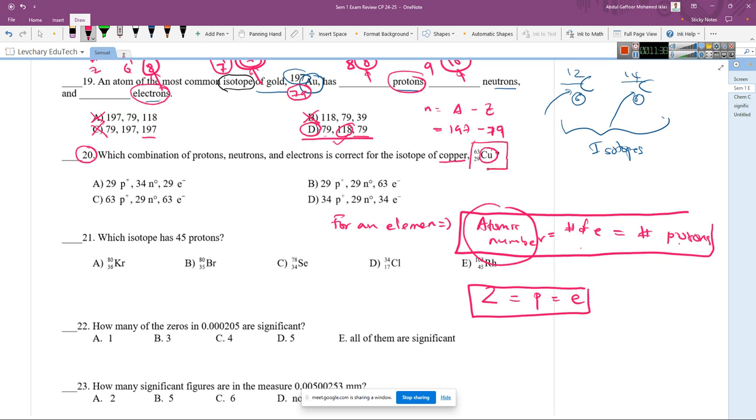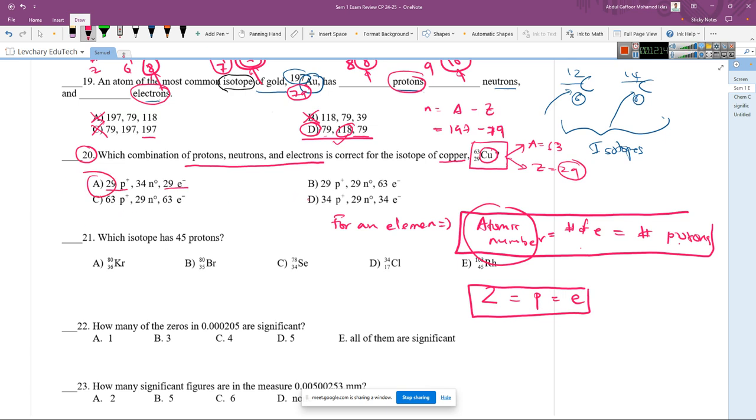From this atomic symbol, what are the things that you can extract? A is equal to 63, and Z is equal to 29, right? They are asking which combination of protons, neutrons and electrons is correct for the isotope of copper. Since the atomic number is 29, the number of electrons and the number of protons should be equal to 29. So look at this, 29 protons and 29 electrons. That is the answer.